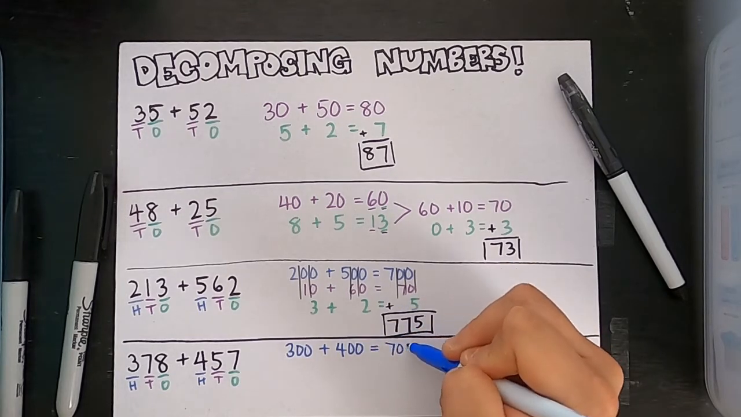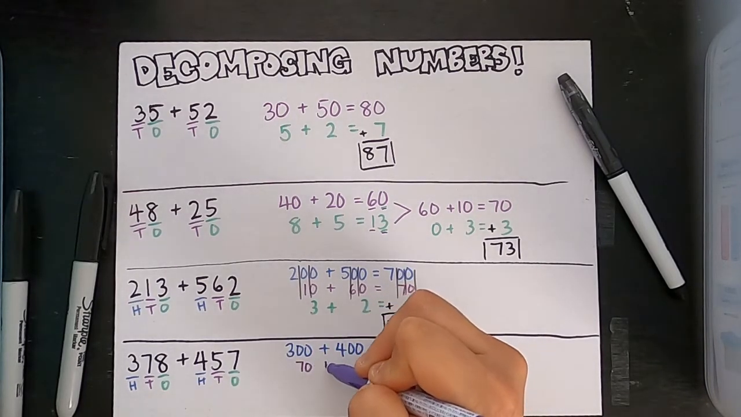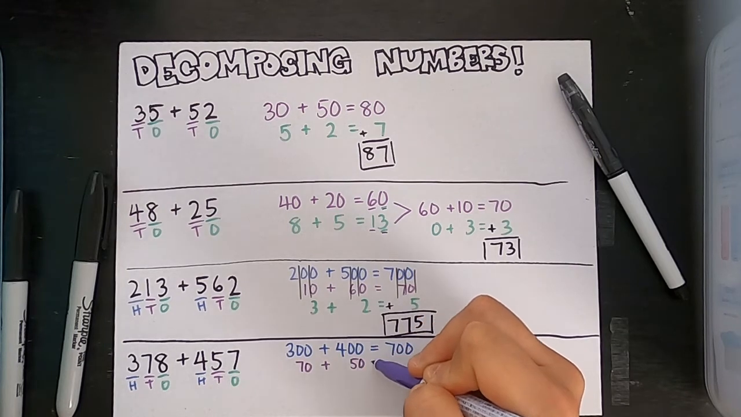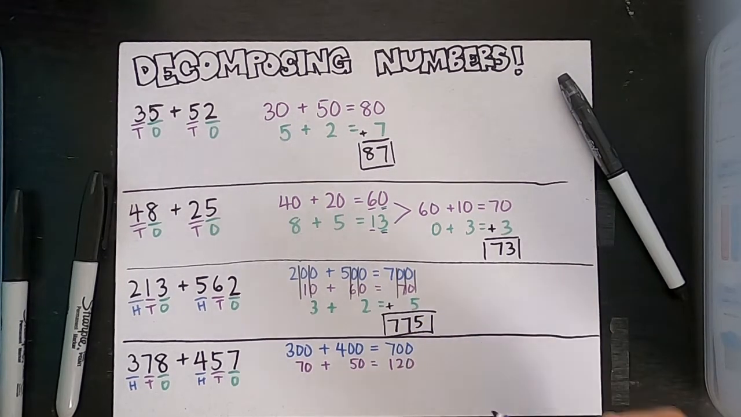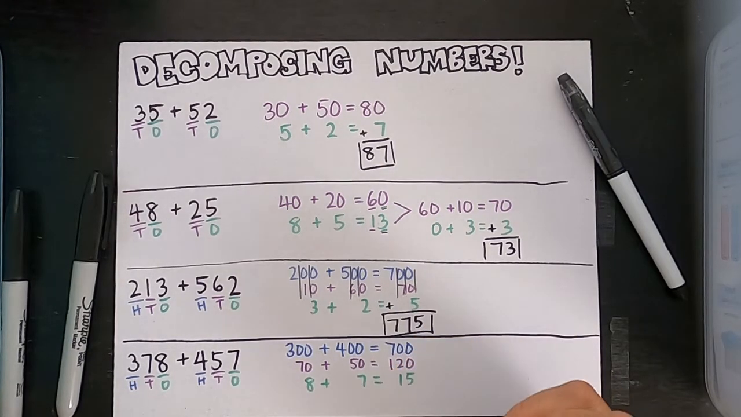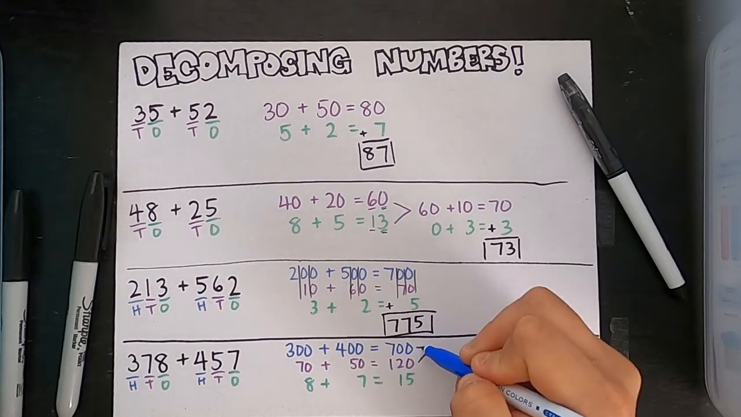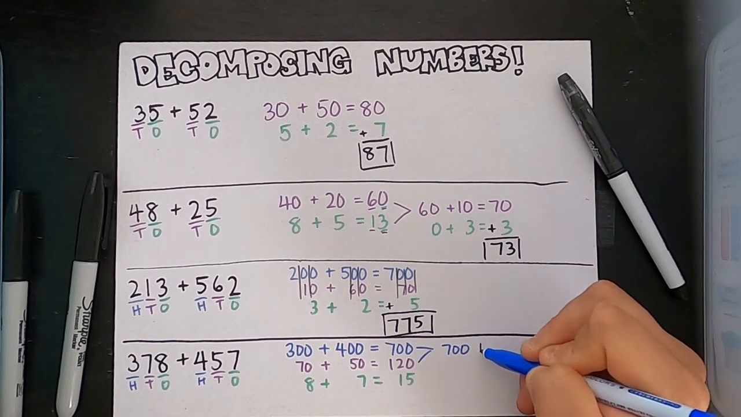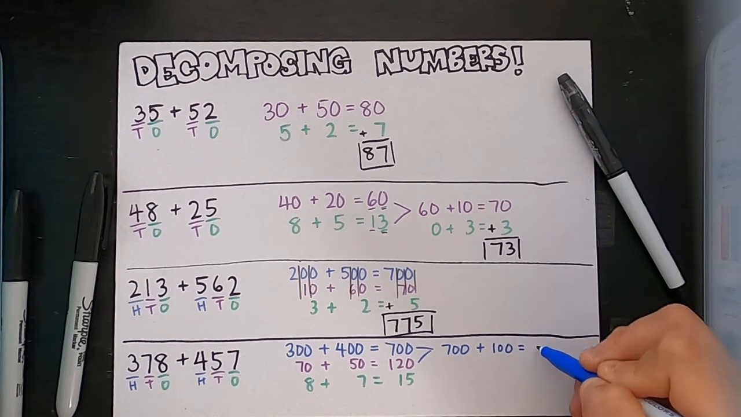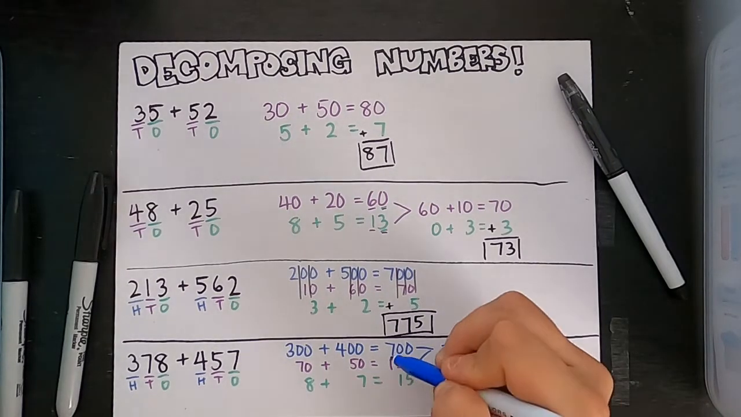That gives me 700s. Then the tens, I have 7 tens plus 5 tens, which gives me 12 tens. You like how I switched that up a little bit? Then we have the ones, 8 ones plus 7 ones equals 15 ones. Okay, so now what we could do is we could break it down even further. Let's take the hundreds again. 700s plus 100 equals 800.